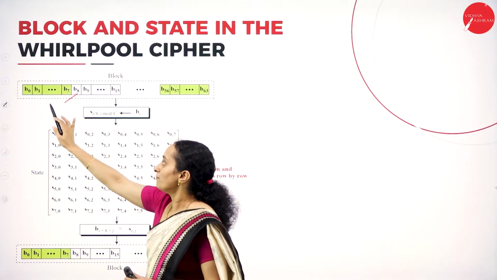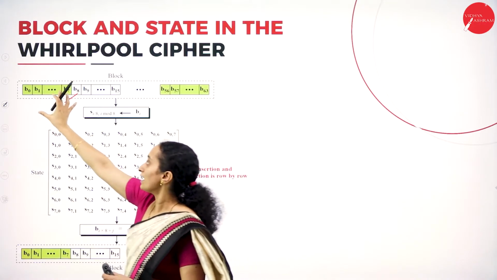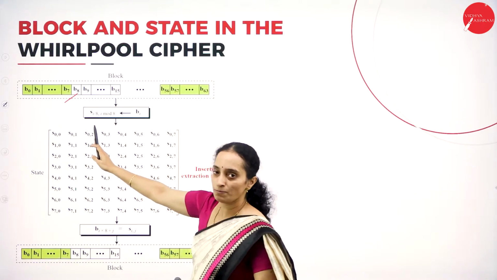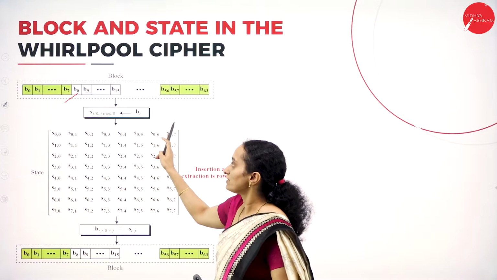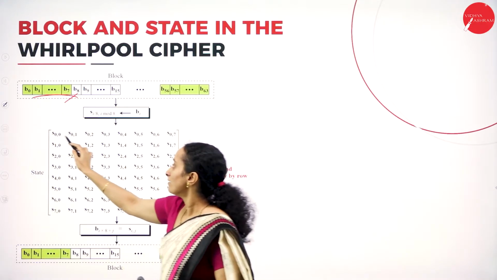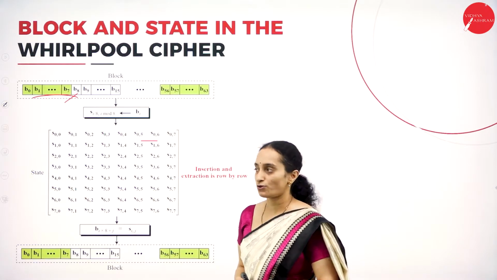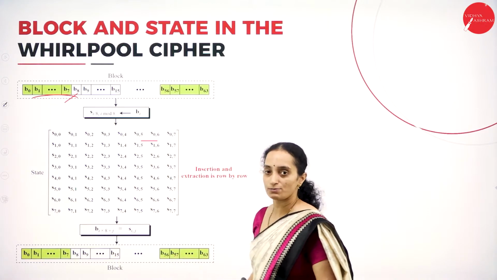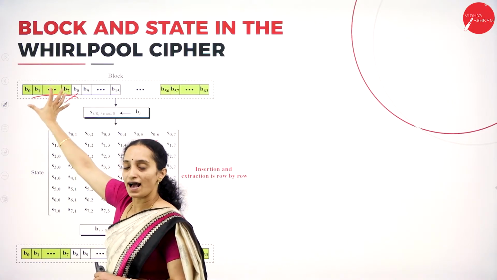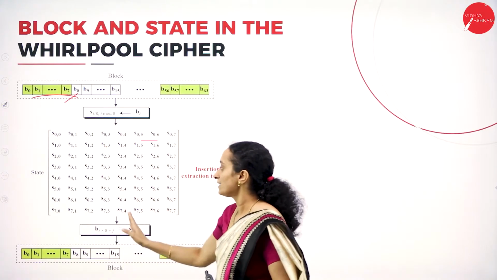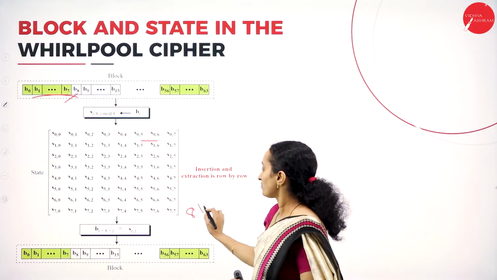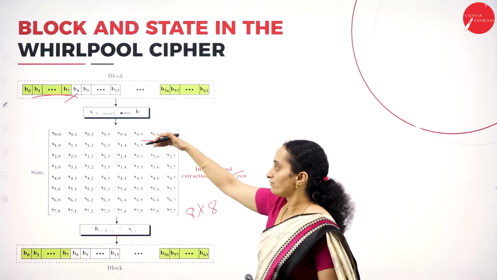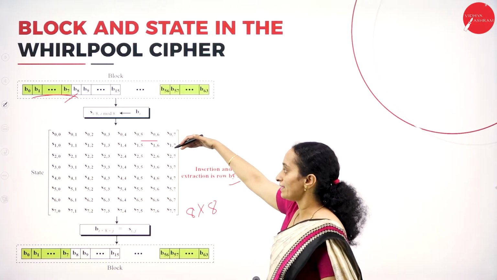So each byte in a block is converted to a row and column. So we have 0, 1, 2, 3, 4, 5, 6 and 7. The first block will be occupying the first row and the second will come to the second row, with the same number of columns because each block has the same number of bits. So you can get a matrix of 8 cross 8. So insertion and extraction is row by row. We insert the block into the state row by row.